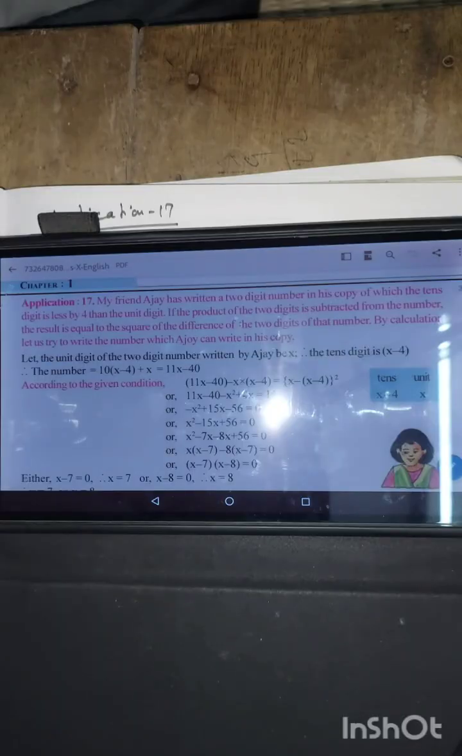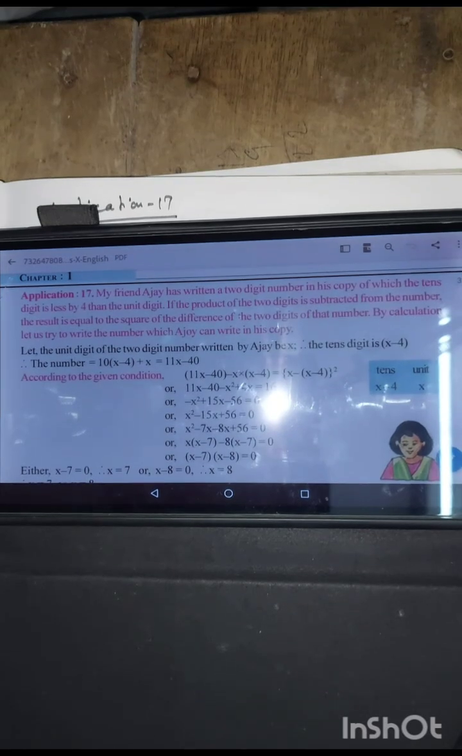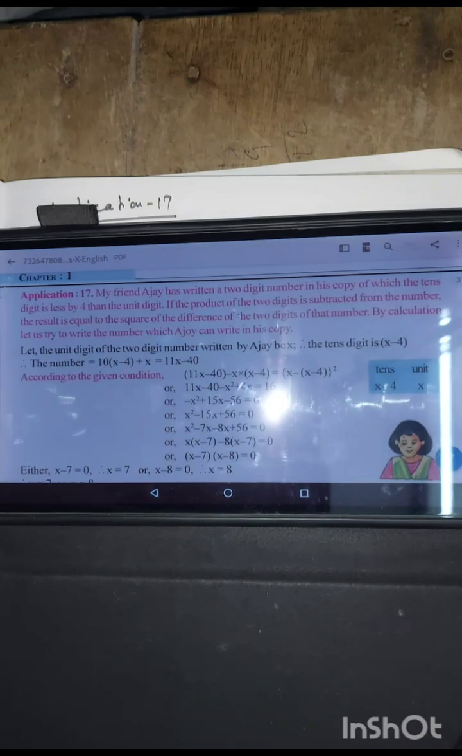Now friends, let us look at question number 17, application 17. It says, my friend Ajoy has written a 2-digit number in his copy, of which the tens digit, the digit in tens place, is less by 4 than the unit digit.